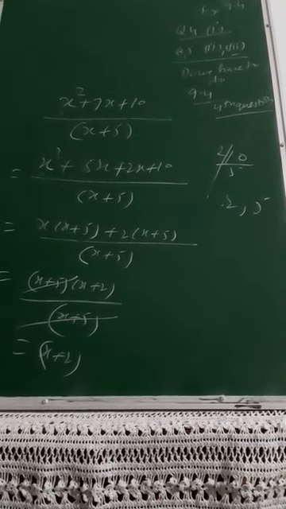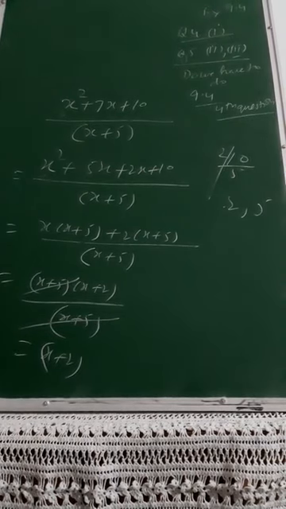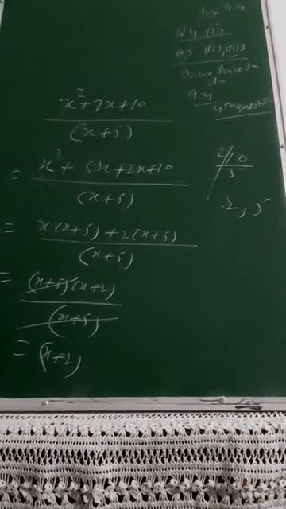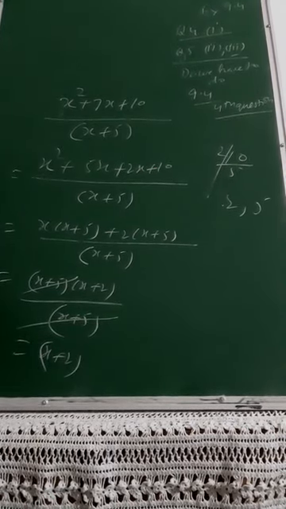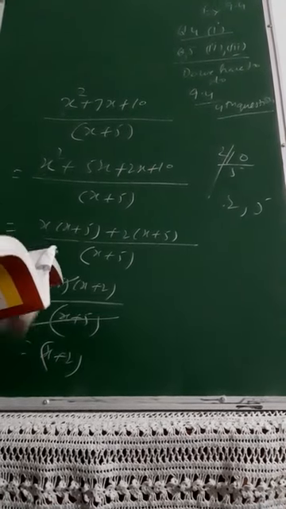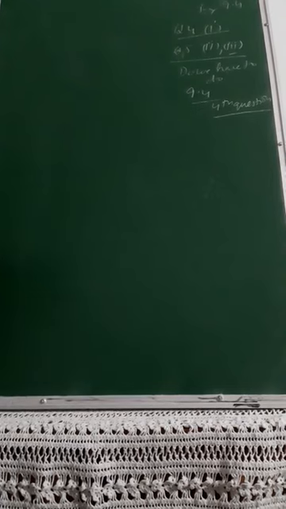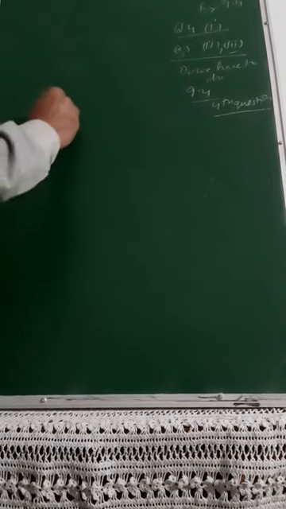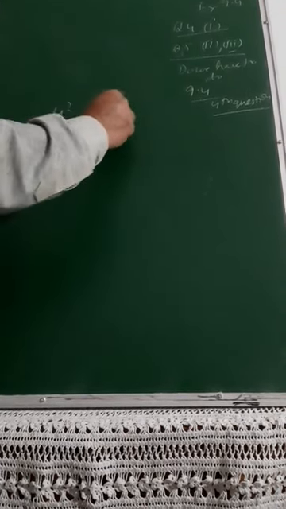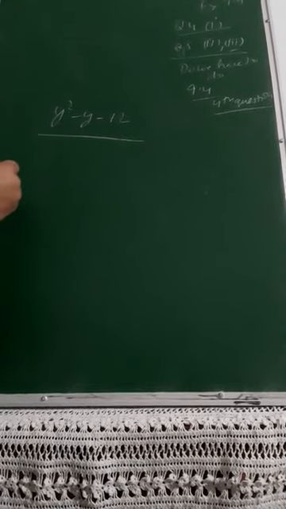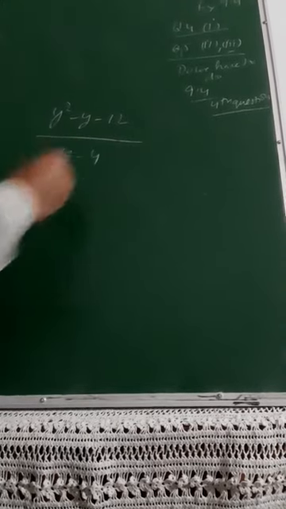This is your question number 5, first part. Then question number 5, second part is now y square minus y minus 12. You have to divide it by y minus 4.